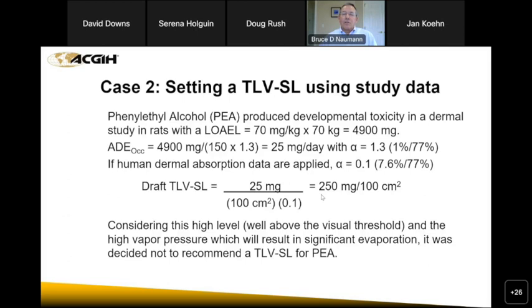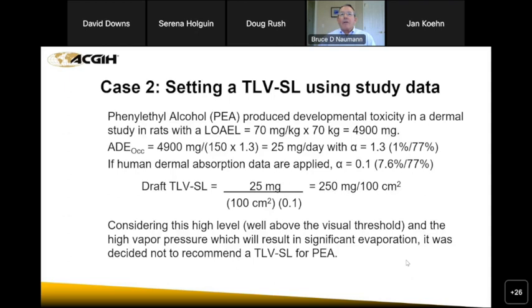But if we actually use the human data, 250 milligrams per 100, well, that's a heck of a lot higher than 100 to 500 micrograms per, that would be visible. And it's not consistent with good industrial hygiene practices to have that much on surfaces. So considering the high level, well above visual thresholds, and the fact that it has a high vapor pressure, even if you wanted to do wipe sampling, it would probably be gone before you got there. It was decided not to recommend a TLV surface limit for phenylethyl alcohol.